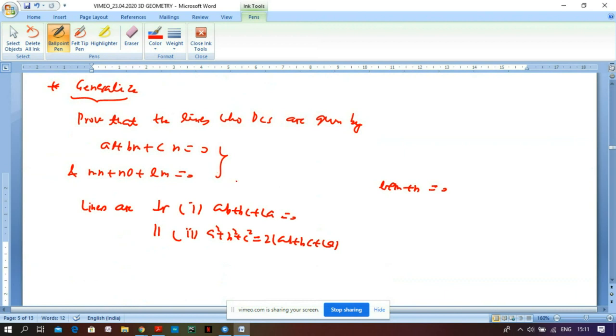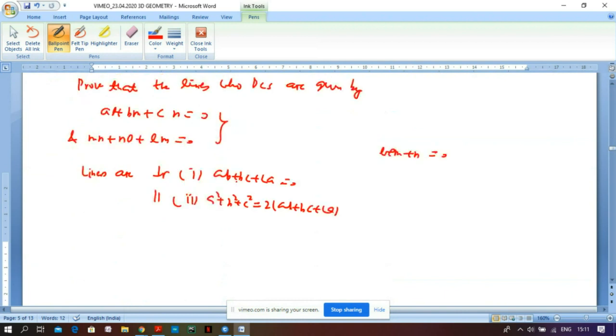Now, if you do this one, then the method remains the same. I will eliminate one of them. So let me eliminate one of them, say l. So I can write from the first one that l equal to negative of (bm plus cn) over a, if a is not 0. If a is 0, of course, we have got different things. So this is a.